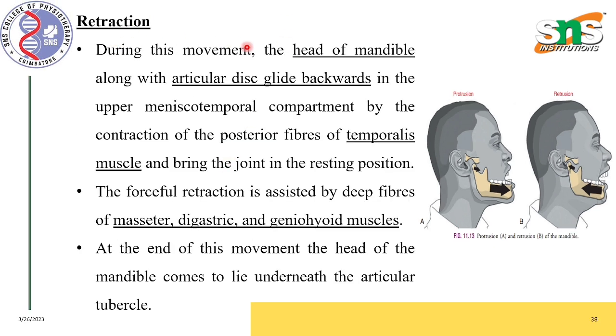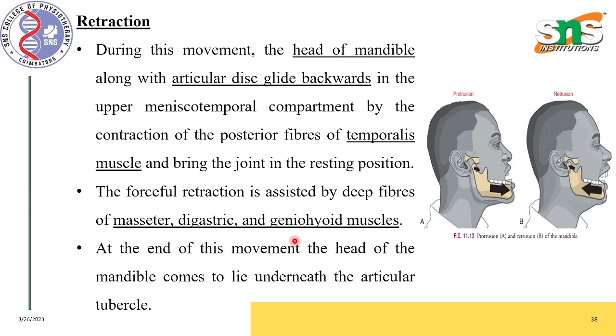Next movement is your retraction. During this movement, the head of the mandible along with the articular disc will be gliding backwards in the upper temporal compartment by the contraction of the posterior fibers of the temporalis muscle and bring the joint to the resting position. The forceful retraction is assisted by the deep fibers of masseter, digastric, and geniohyoid muscles.